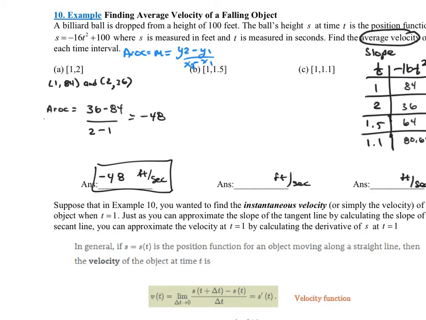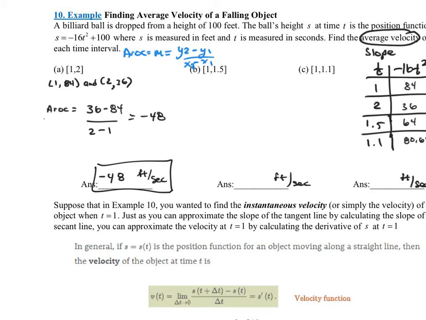So what does the negative here mean? The negative just means it is going down towards the ground. The negative doesn't give me my speed. The 48 is the speed, right? The negative gives me direction. Okay, the negative is giving me direction. So velocity not only has speed, but it also has direction. 48 feet per second downward.